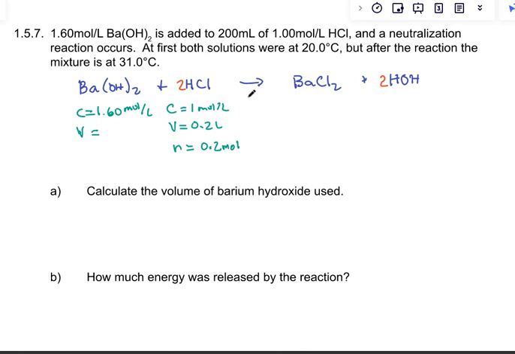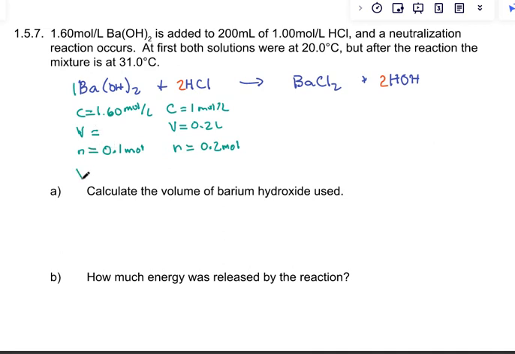Now, if this reaction were all 1 to 1, we'd have 0.2 moles of everything. But it's 1 to 2, meaning however much HCl there is, we only have half that much barium hydroxide. So if we have 0.2 moles of HCl, we only have 0.1 moles of barium hydroxide. A 1 to 2 ratio means you either divide by 2 to get here, or you multiply by 1 over 2. Either way, you get an amount that's half as big.